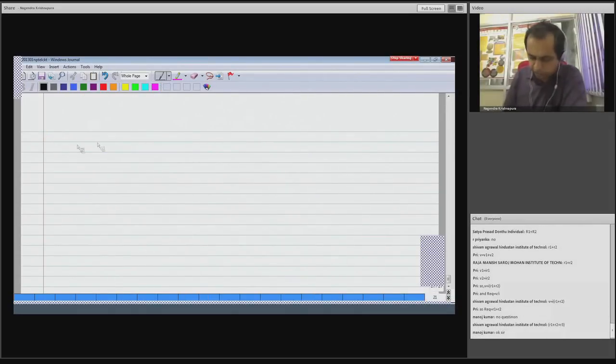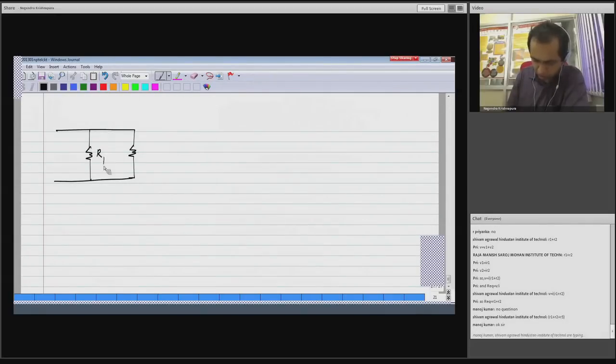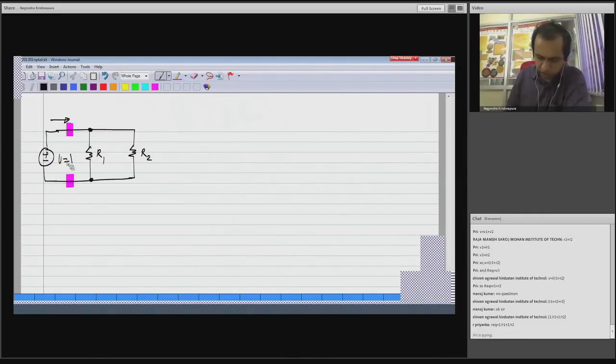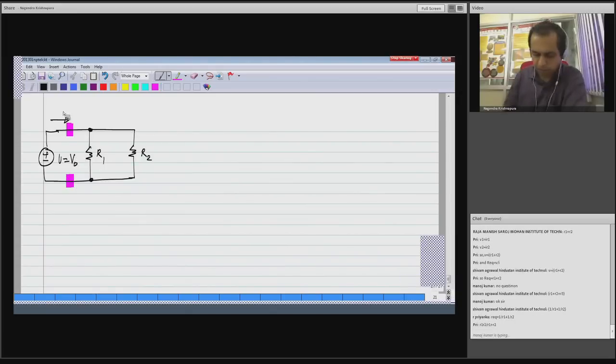Similarly, if you have resistances in parallel, we can determine what it looks like between these two terminals. Let's say I apply a voltage V and try to find the current. So what I do is connect a voltage source V equals V naught and find out the current.